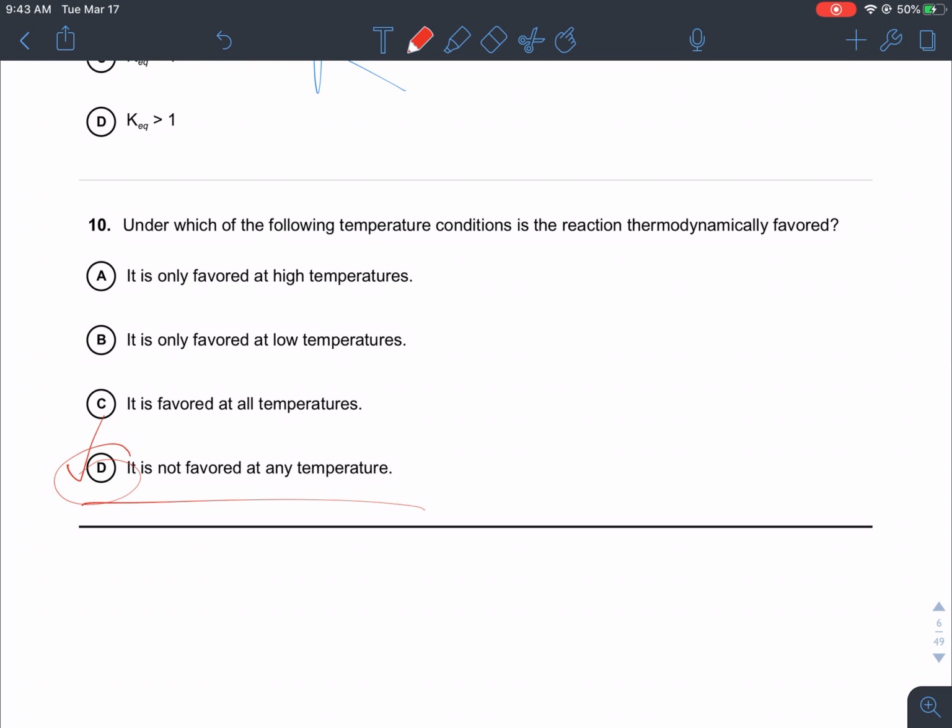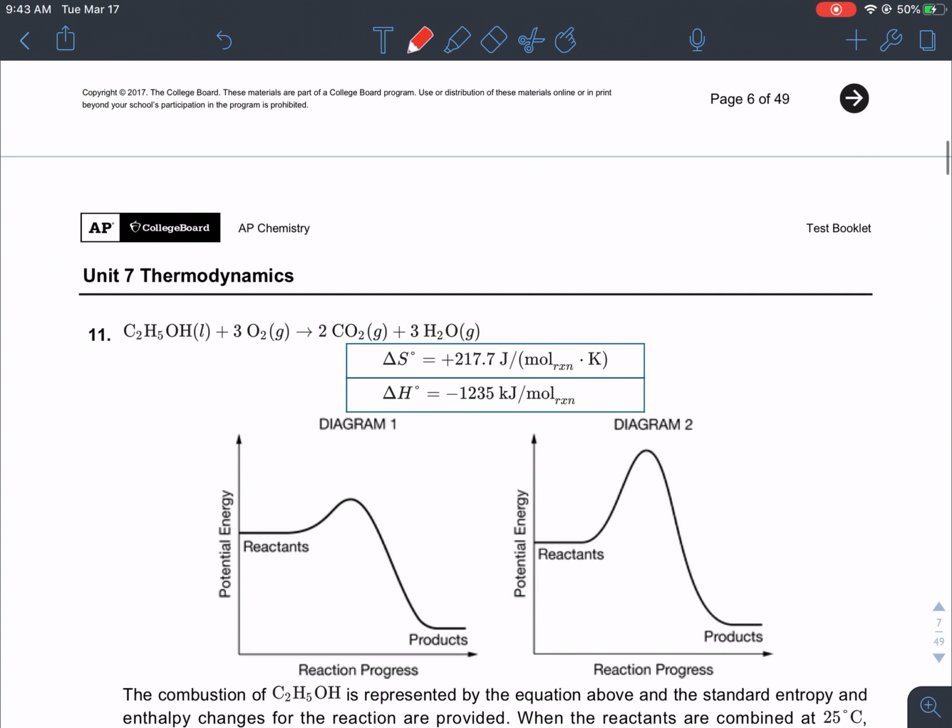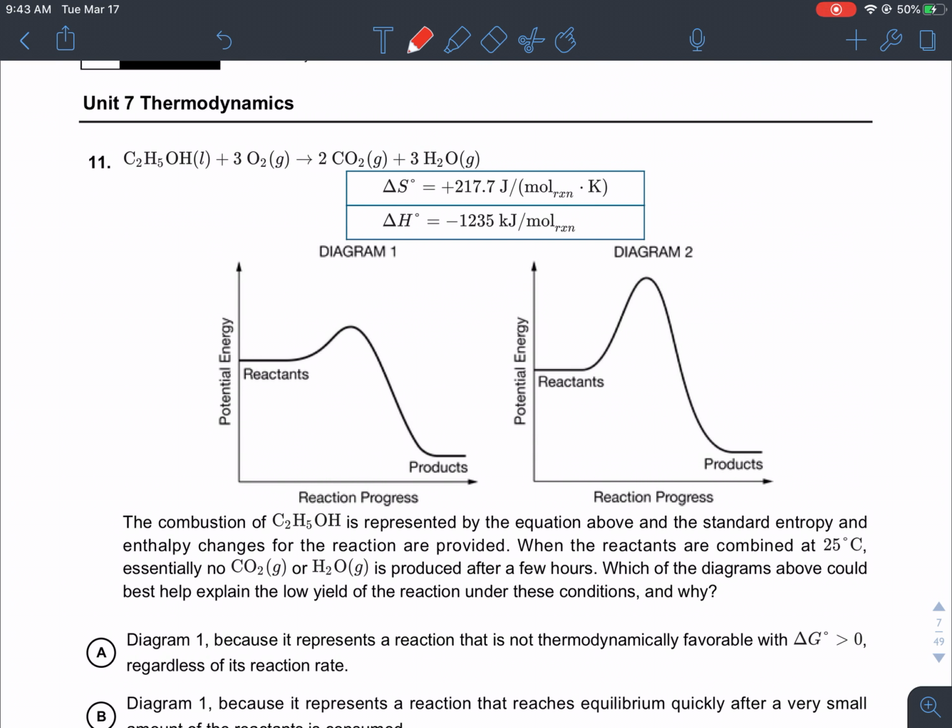All right, number 11. Thermodynamics. Okay, here we have our delta S, here we have our delta H. The combustion of ethanol is represented by the equation above, and the standard entropy and enthalpy changes for the reaction are provided. When the reactants are combined at 25 degrees Celsius, essentially no CO2 or H2O is produced in a few hours. Which of the diagrams above could best help explain the low yield? Look, this is thermodynamically favorable. We have a negative delta H, we have a positive delta S.